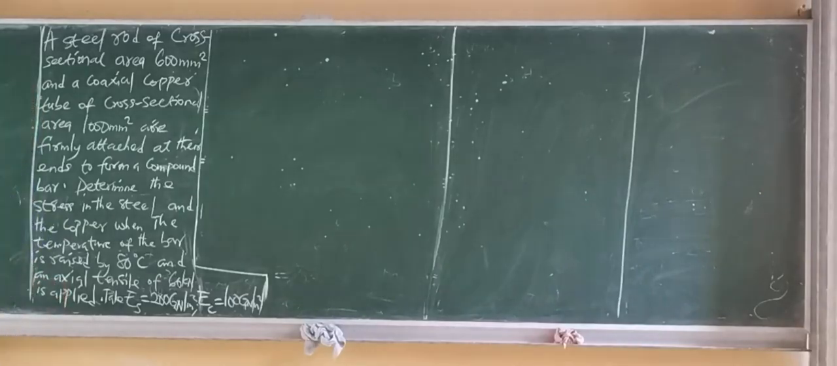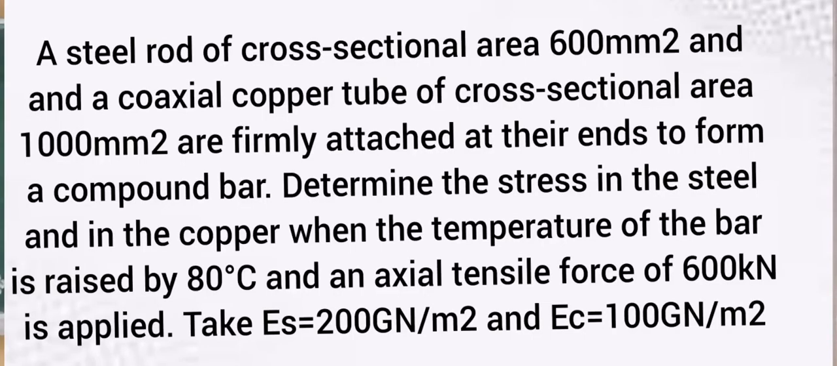Okay, so let's say we are given the problem: a steel rod of cross-sectional area 600 millimeters squared and a coaxial tube of cross-sectional area 1000 millimeters squared are firmly attached at the ends to form a compound bar. Question says, determine the stress in the steel and the copper when the temperature is raised by 80 degrees Celsius and an axial tensile load of 60 kilonewtons is applied. Take Young's modulus of steel as 200 kilonewtons and Young's modulus of copper as 100 kilonewtons.